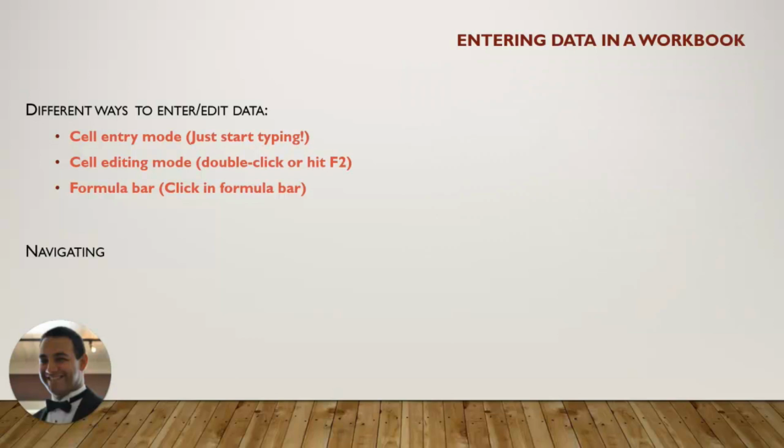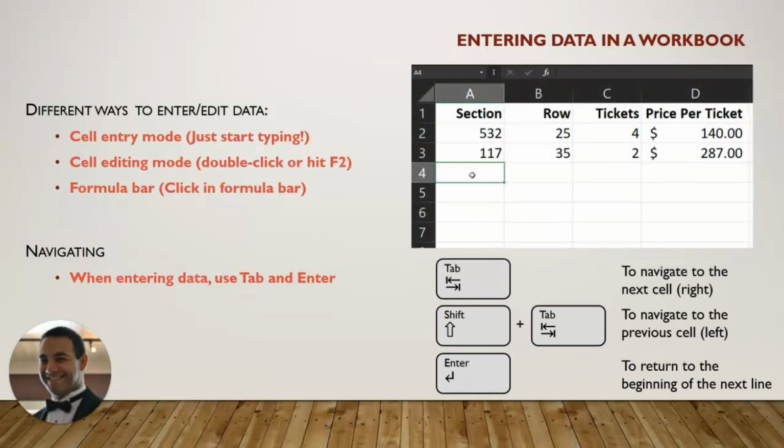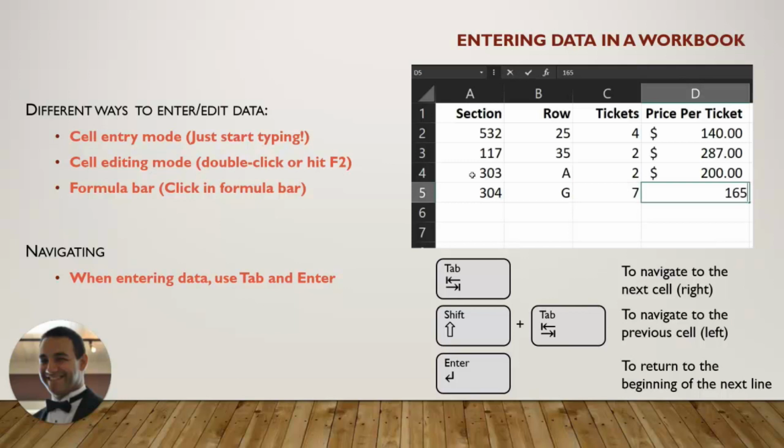Now, in addition to entering and editing data, there's a couple different ways to navigate within Excel. When you're entering data, it's best to use Tab and Enter. So you type the data you want into the cell and click Tab to navigate to the next cell to the right. If you made a mistake or need to go back, click Shift-Tab to navigate to the previous cell to the left. And when you're done with a row, hit Enter, and it will return you to the first cell on the next row.